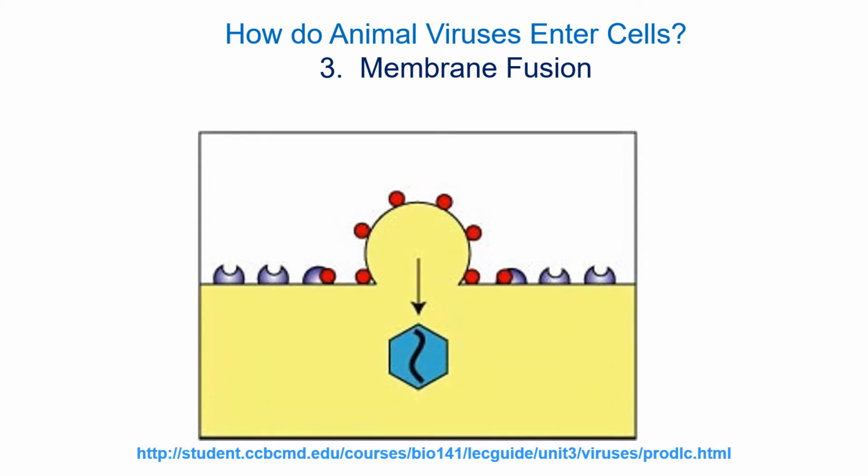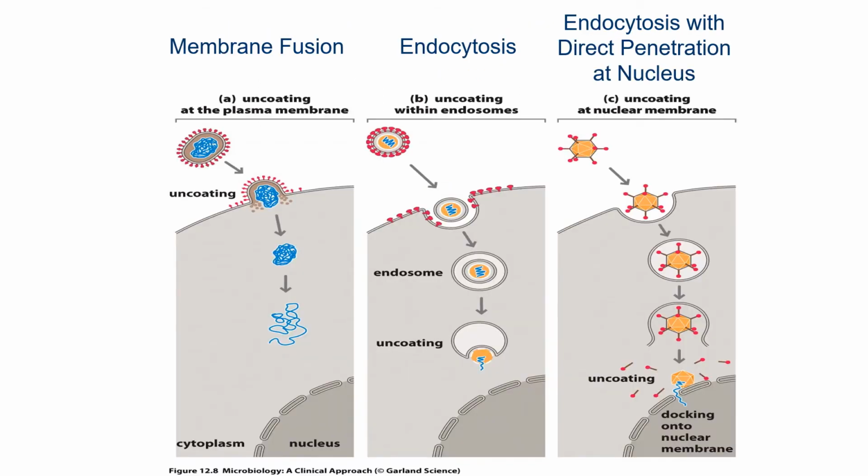Once again, we're going to have uncoating, and that capsid is going to be broken down. And once again, we have genetic material that's ready to be copied and decoded. The type of genetic material found within the virus will often dictate where in the cell uncoating of the capsid will occur. You can see on this diagram, our first two examples, membrane fusion and endocytosis, result in the capsid being uncoated in the cytosol.